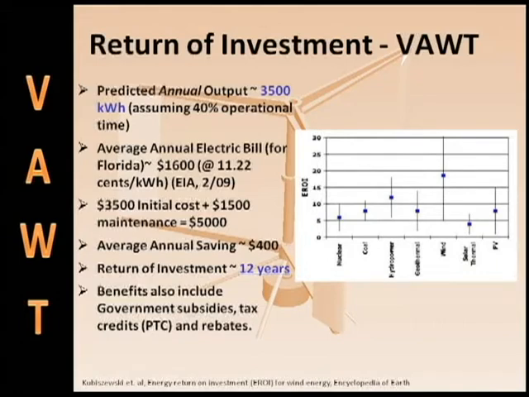The turbine's initial cost is about $3,500, with overall maintenance over a period of 12 years or so is about $1,500. So the overall cost you're investing in is about $5,000. This cost is offset though by government rebates and production tax credits and things like that. Yeah, and the turbine takes about 12 years to recover the cost that you put in for it.